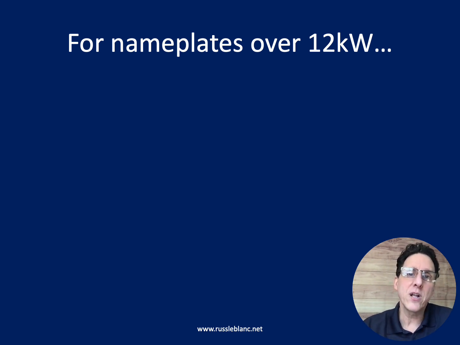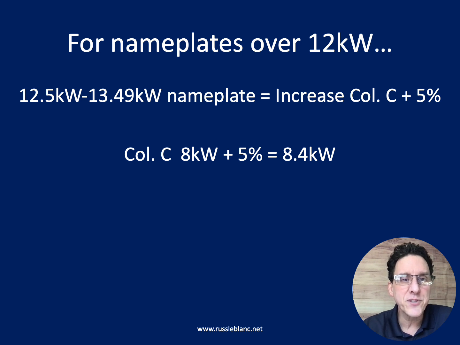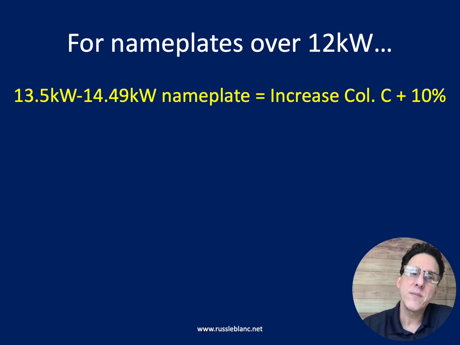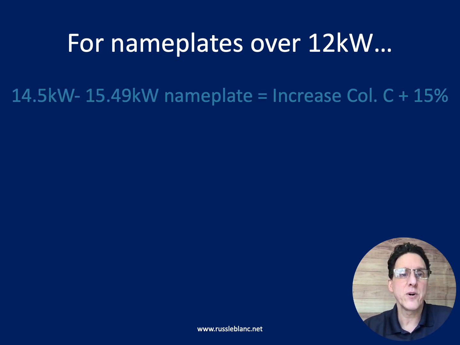And so if we have to increase column C by 5% or 10% or 15%, what would that math look like? It would look like this. If we had to increase column C by 5%, then the value in column C would be 8 kW plus 5% equals 8.4 kW. And for nameplates 13.5 to 14.49, that's an increase of 10%. So increasing column C by 10% would look like this. You end up at 8.8 kW, right? Column C is 8 kW plus 10%, that's 8.8 kW. And so on and so forth.